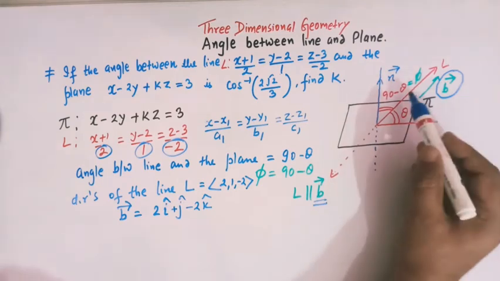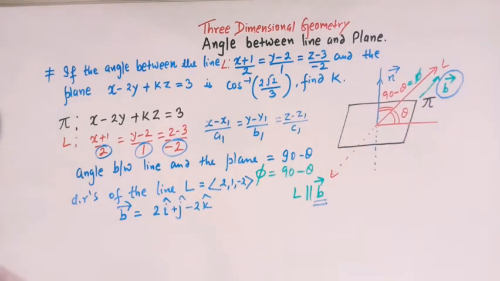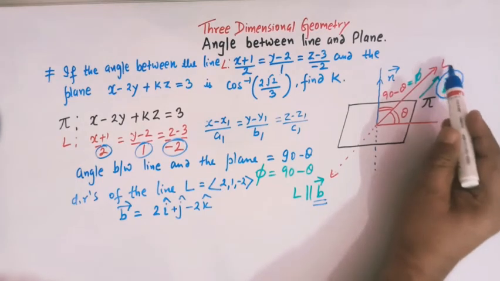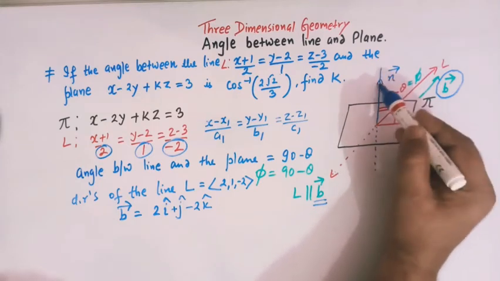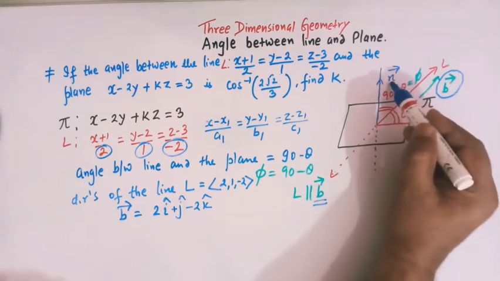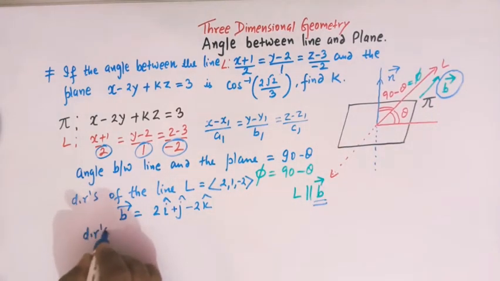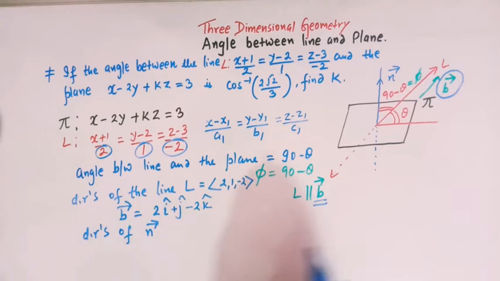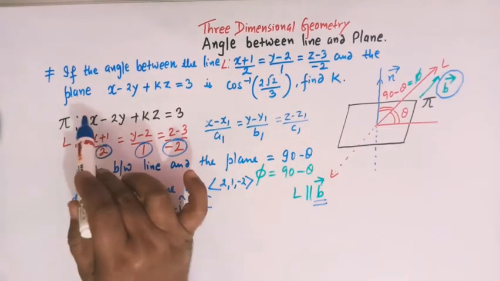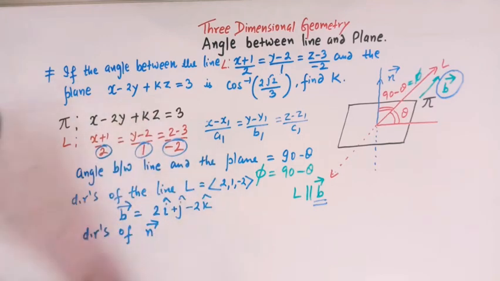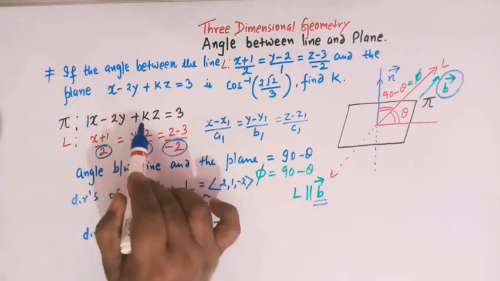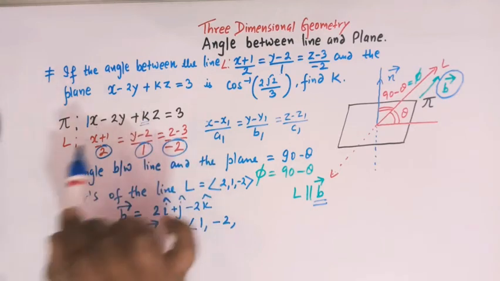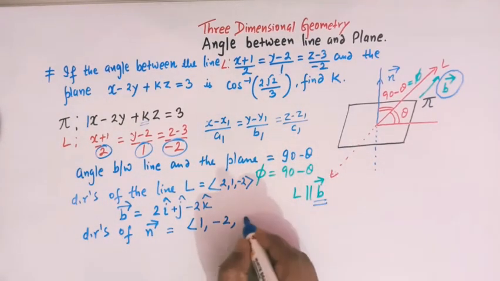Because in order to find out the angle between two vectors we need to know the direction ratios of the line, right? Okay, now let us come to the direction ratios of this normal vector n. So now the DRs of the normal vector to this plane pi are given by the coefficients of x, y and z. So the coefficients are 1, because here we have 1x, then we have minus 2, and in this case we have k. And we have to find the value of this k.